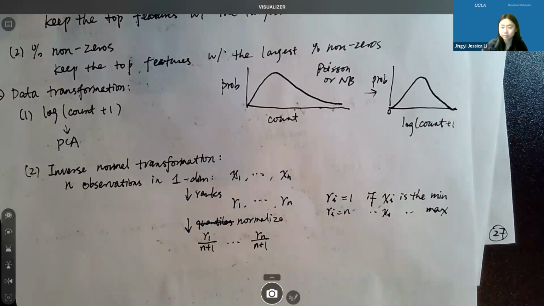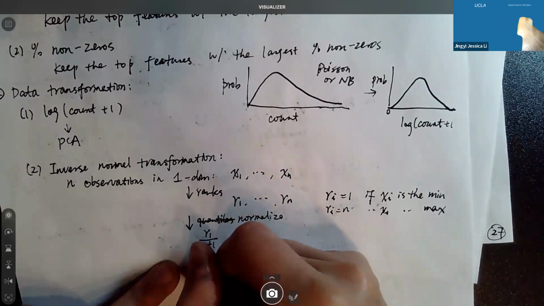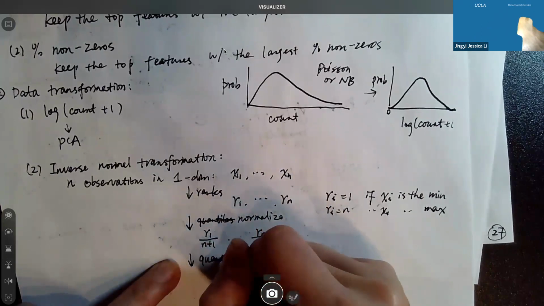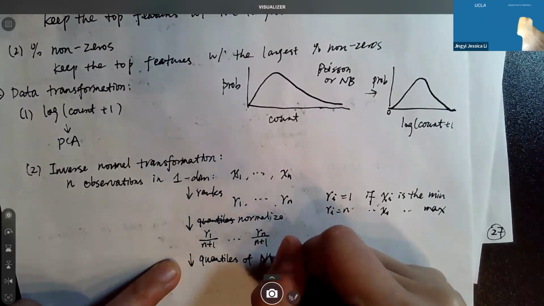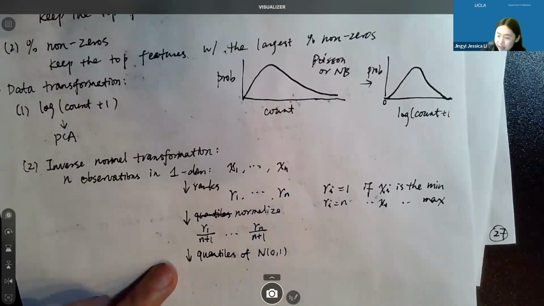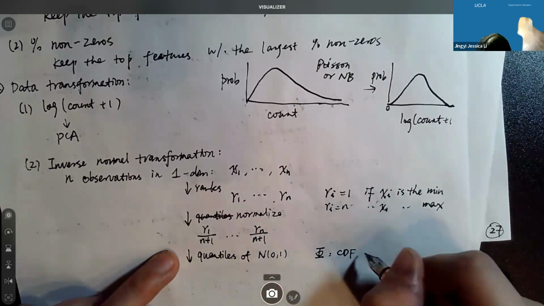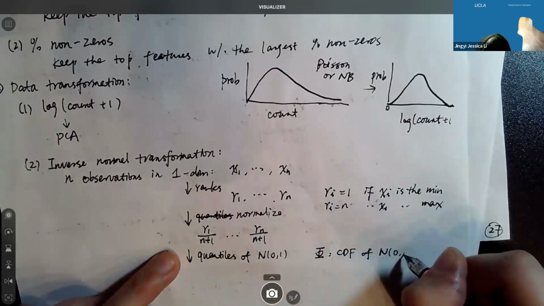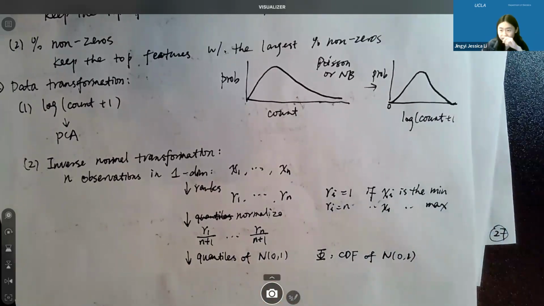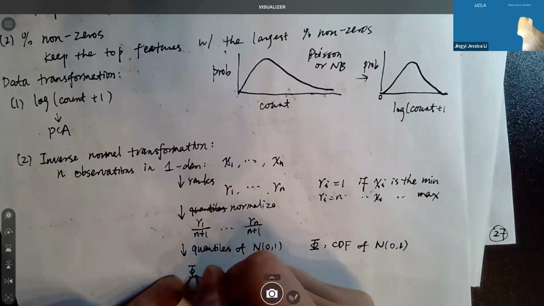Okay. So once we do that, we will get those percentages in terms of the ranks. And then finally, we would convert them by inverse normal CDF, so get the quantiles of standard normal. Let's denote this big phi function to be the CDF of standard normal. So the quantile is defined as the inverse of the CDF.